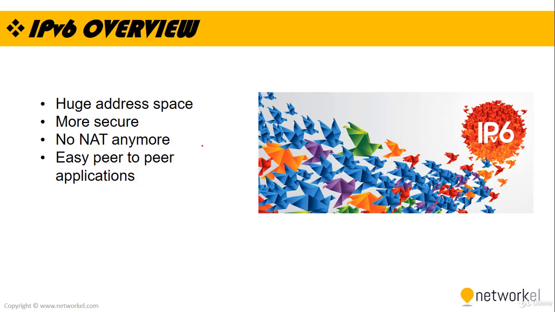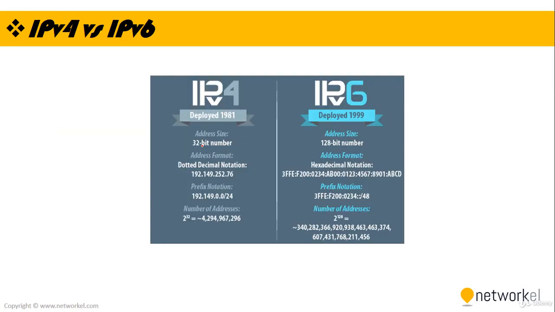IP version 6 provides a huge IP address range and a more secure environment. With IP version 6, we will not need the network address translation operation, which converts private IP addresses into public IP address blocks. Let's take a look at the differences between IPv4 and IP version 6.